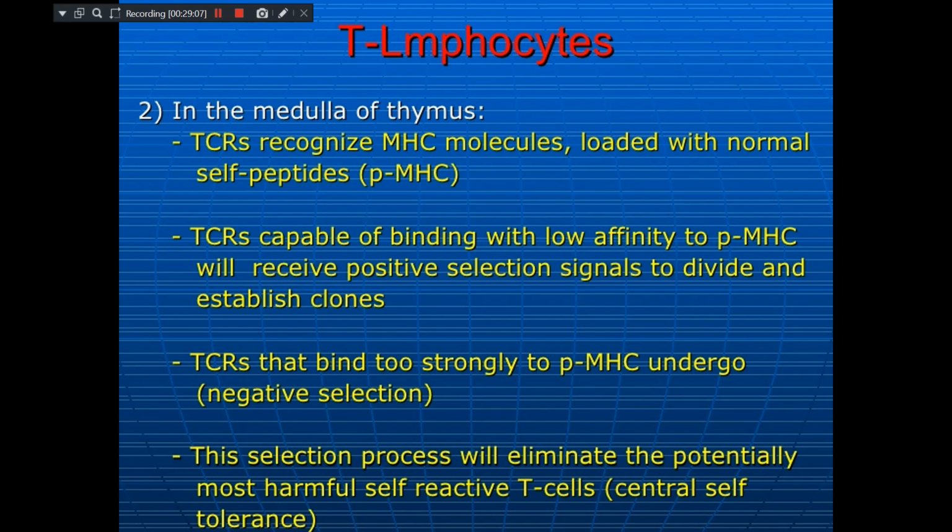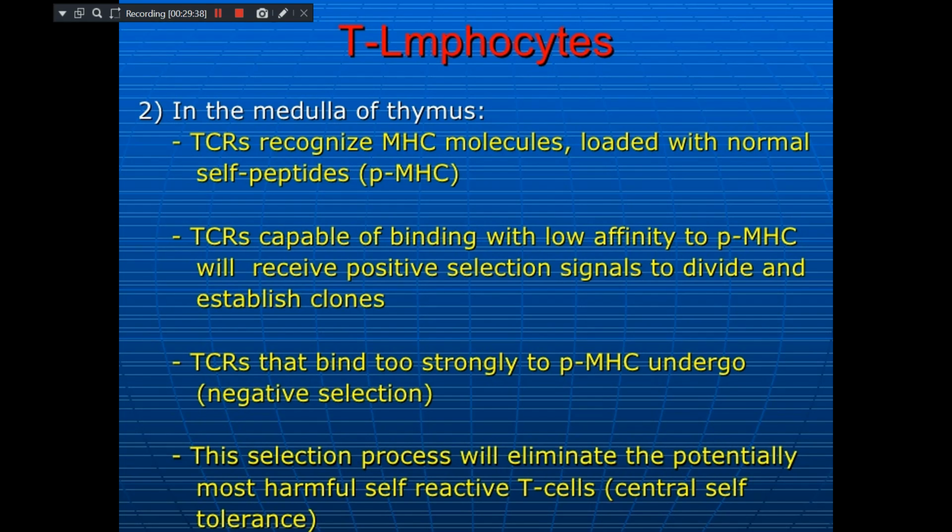Now, in the medulla of the thymus, these T cell receptors can recognize the major histocompatibility molecules loaded with normal self peptides. They recognize these MHC proteins. MHC is a class of protein, the major histocompatibility molecules. So they are loaded with normal self peptides.